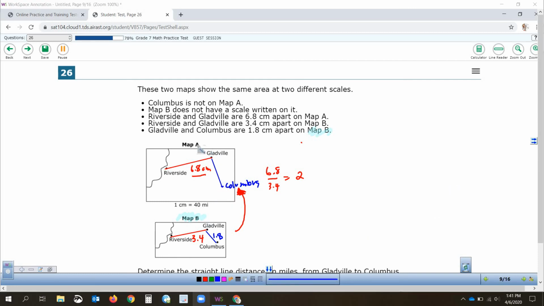Well, what do we know? We know that map A has to be what? 2 times bigger than map B. So if this is 1.8, then this should be 1.8 what? Times 2. And 1.8 times 2 is 3.6. All right. So, but what does the question actually ask us? By the way, these are centimeters, 3.6 centimeters. What does the question actually ask us?